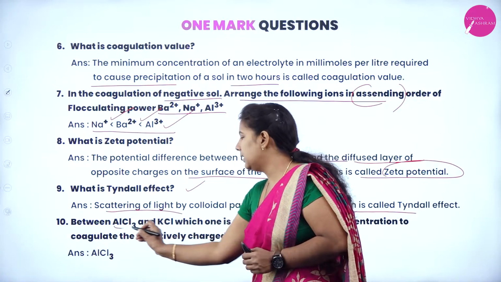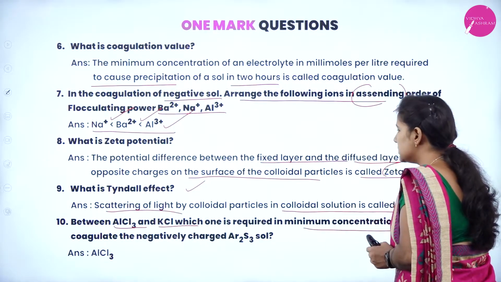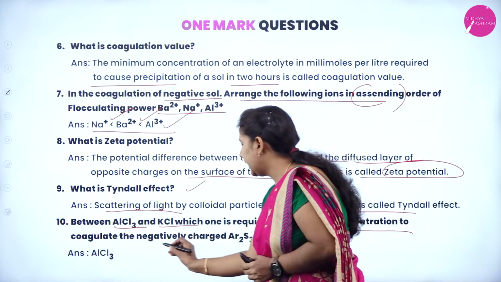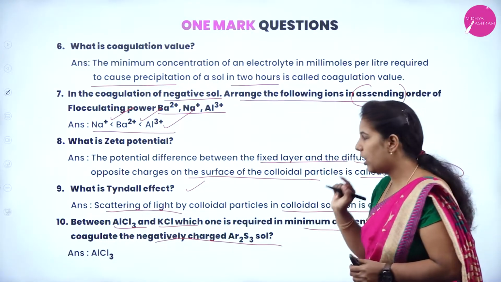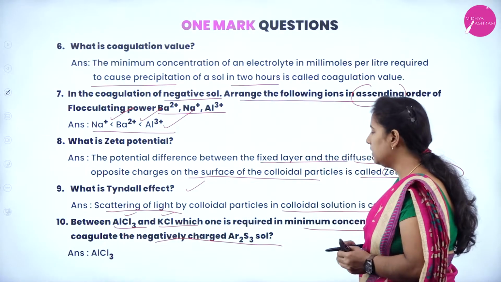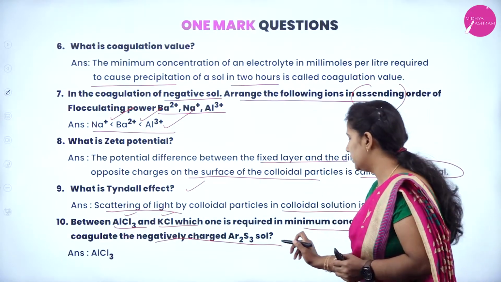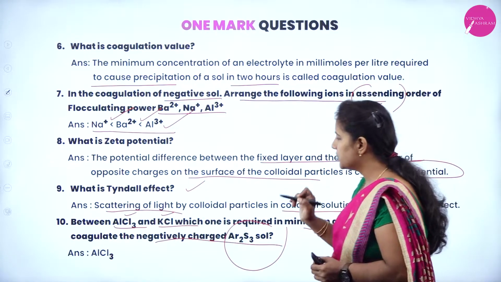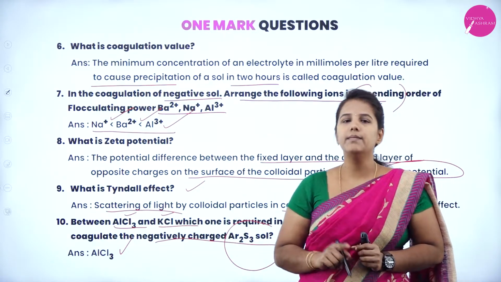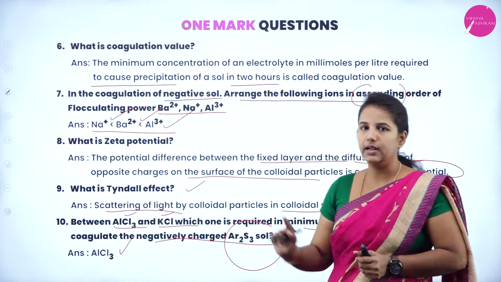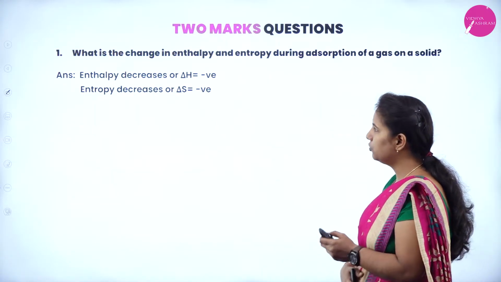Between AlCl3 and KCl, which one requires minimum concentration to coagulate negatively charged As2S3 sol? So you have to decide which compound requires a minimum concentration to coagulate this sol. Usually we know that AlCl3 requires minimum concentration to coagulate the given negative sol. Next, we'll go with the 2-mark questions.